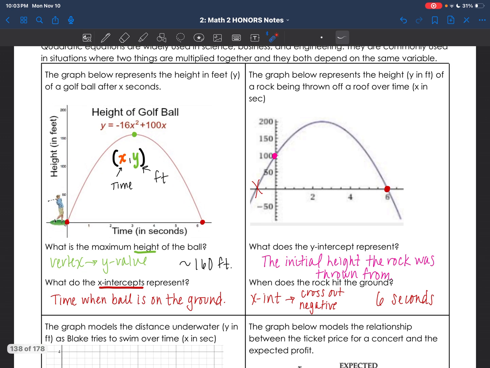All right, now to come over here, we're looking at a graph that represents the height, so y in feet, of a rock being thrown off the roof over time, which is your x in seconds. So we started on the roof here at 100, and that's your y-intercept. So your y-intercept is the initial height that the rock was thrown from. Then, as it's thrown, it hits the ground right here at 6, and it says, when does it hit the ground? Well, we don't count this way because we don't have negative time. So we follow the path, and we look at the x-intercept, and right here is where the rock hits the ground, which is, we said, 6 seconds.